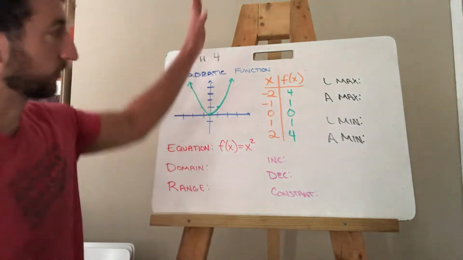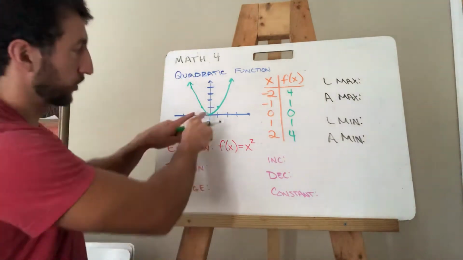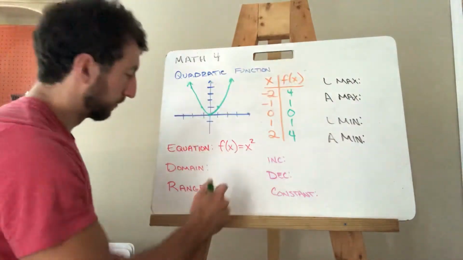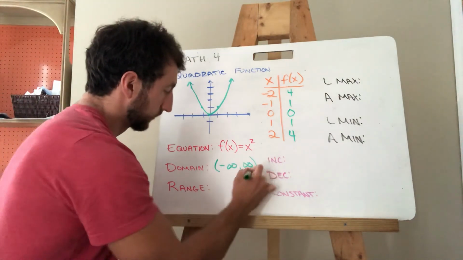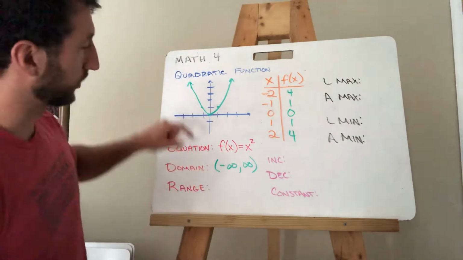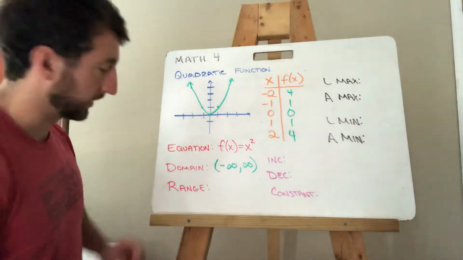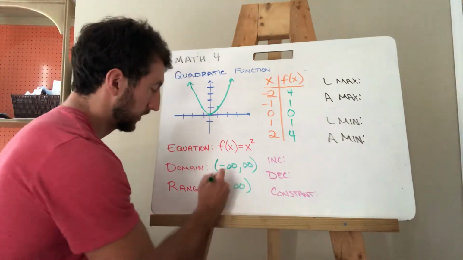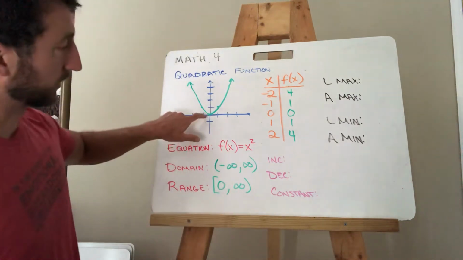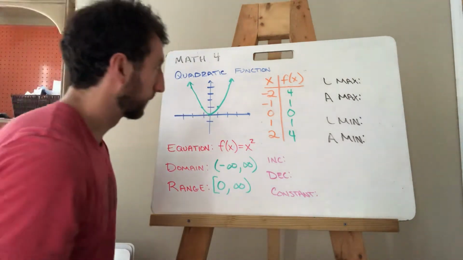It looks like that. It goes up forever. So our domain, remember, goes on forever in both directions, so it's going to go negative infinity to positive infinity. But our range is going to be a little bit different because it does have a minimum here. So we're going to go 0 to infinity, and we're going to use a bracket because it does include the origin right there.